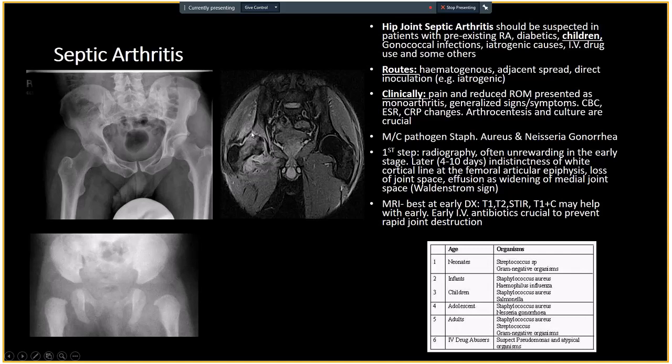And in fact, in this case, you can see significant effusion around the joint. You can see some patchy destruction and increased signal intensity in the femur as well. So this is the diagnosis of septic arthritis.